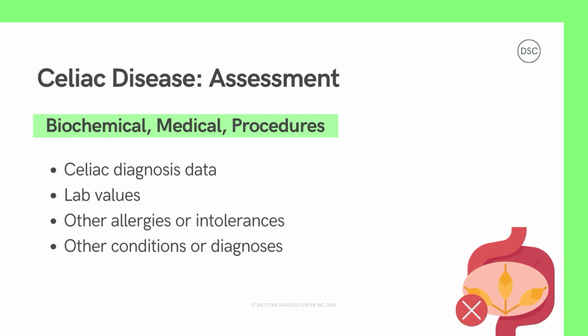Biochemical data, medical tests and procedures, such as information about their celiac diagnosis. Was it a serology screen? Was a biopsy performed? Lab values such as CBC, iron, folate, vitamin B12, calcium, albumin, vitamin D, vitamin B6, copper, or zinc. Any other confirmed allergies or intolerances, such as lactose. Any other relevant or concurrent medical conditions, such as type 1 diabetes, inflammatory bowel disease, or arthritis.